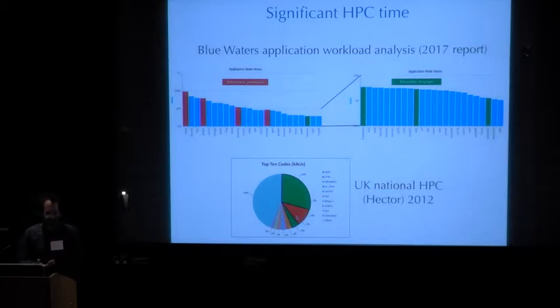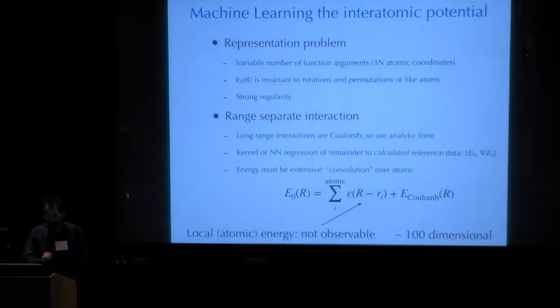So if we could make electronic structure faster or interatomic potentials more accurate, we would be impacting the science that people do in supercomputing. So this is the end of the introduction. I'm now going to give you a few slides on how we've been thinking about this problem.